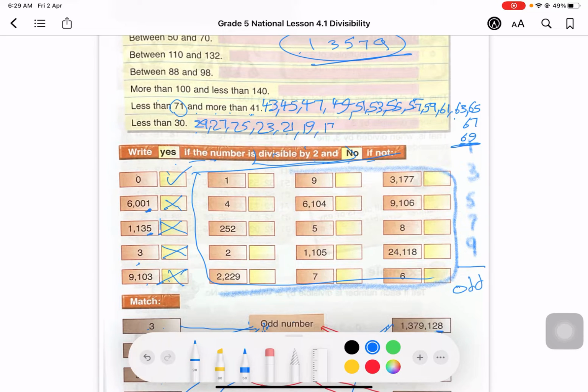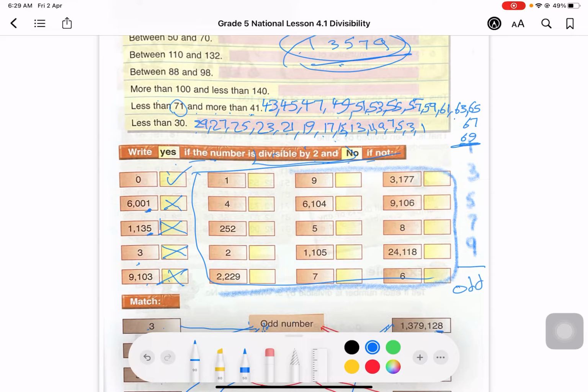19, 17, 15, 13. Look, I am writing numbers using this order. It's very important. 13, 11, 9, 7, 5, 3, 1. Yes, finish. So all of these are less than 30 and all of them are odd numbers.